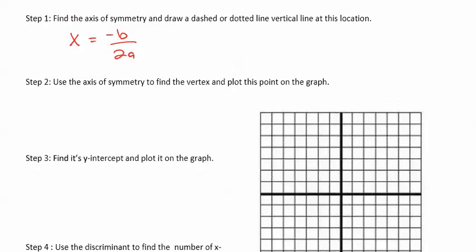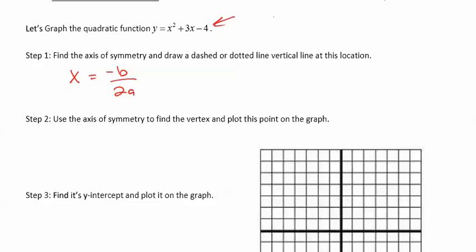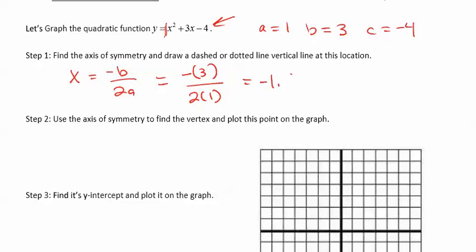Well, first we have to identify our coefficients. If our equation is given to us in standard form, then we can identify our coefficients. So the coefficient a is 1, the coefficient b is 3, and the coefficient c is negative 4. So what we're going to do is use these coefficients in the formula x equals negative b over 2a in order to find out where the middle of our parabola is. We have negative, and then b is 3, all divided by 2 times a, which is 1. When we simplify it, we get negative 1.5.